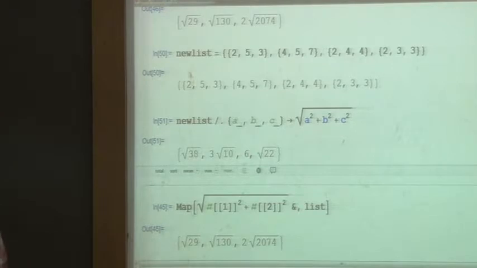Have you guys done it for the pure function? Have you guys created the pure function for the 3-dimensional distance or not? Have you guys done the exercise or not yet? Oh, you don't understand? Oh, okay, sorry.